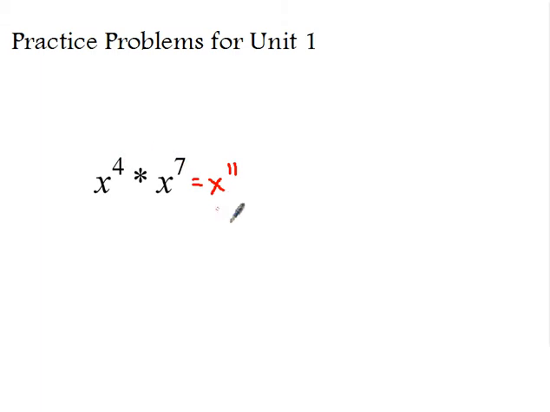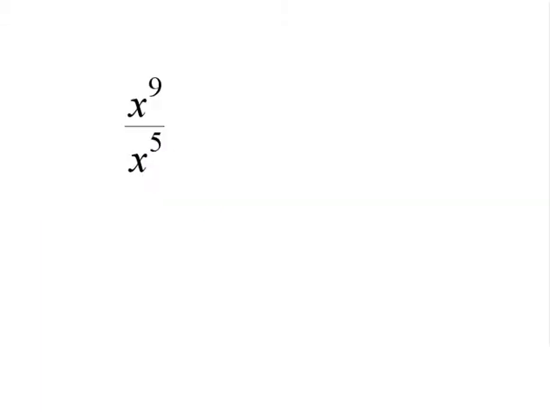I added the exponents. Here I have two different powers with the same base divided. When I divide powers, I subtract the exponents. So this is going to equal x to the power of, and I'm going to subtract the exponents, 9 minus 5. 9 minus 5 is 4, so my exponent is 4, x to the 4th power.